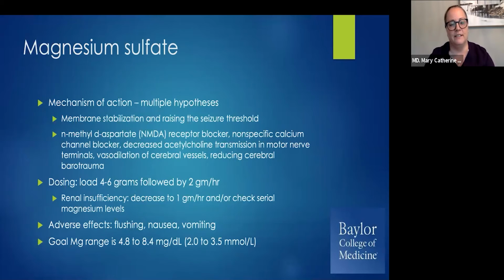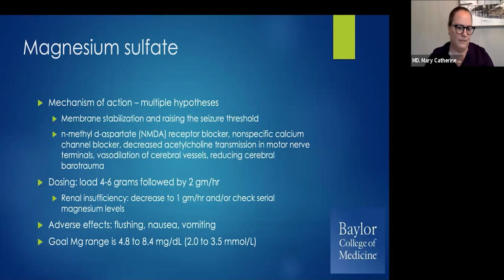Nonetheless, we dose magnesium typically with a bolus, 4 to 6 grams, followed by a 2 gram per hour maintenance infusion. And I just noted there that in the setting of renal insufficiency, just to be mindful to decrease the rate by half to 1 gram per hour and/or check serial magnesium levels, as these patients are at increased risk for magnesium toxicity since magnesium is renally excreted.